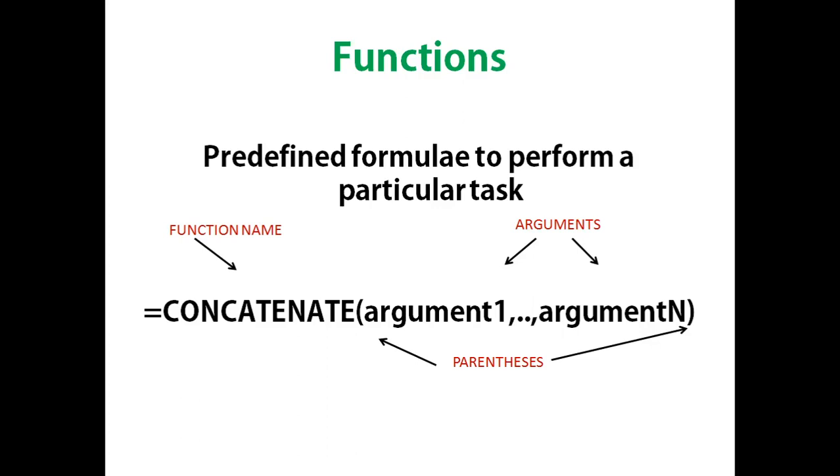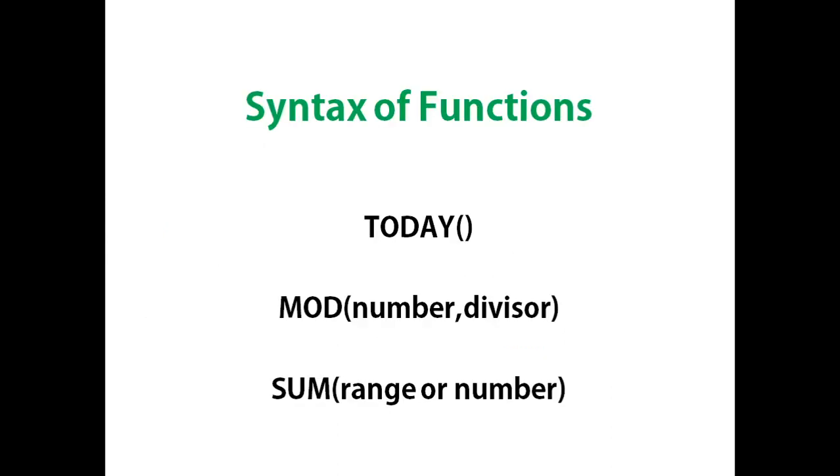Arguments are the input you give to the function for it to operate on. You can use numbers, text, logical values such as true or false, error values, cell addresses, or a range as arguments in a function. Let's look at some examples of functions. The today function, which shows you the current date, does not require any arguments, but it still has the parenthesis. You cannot have a function without the parenthesis.